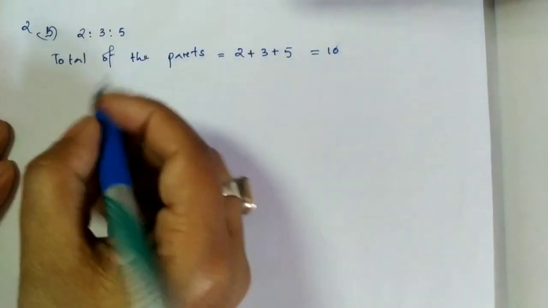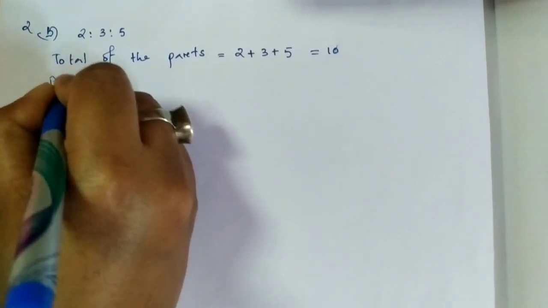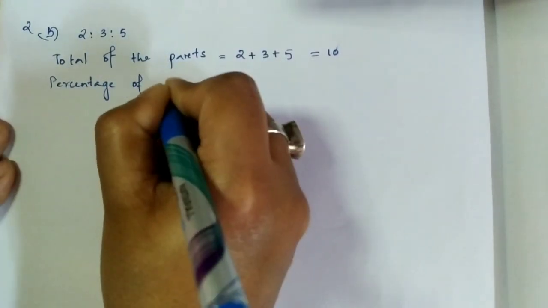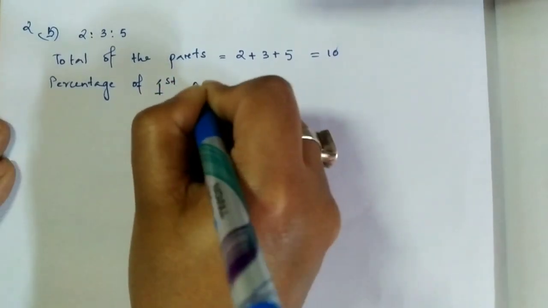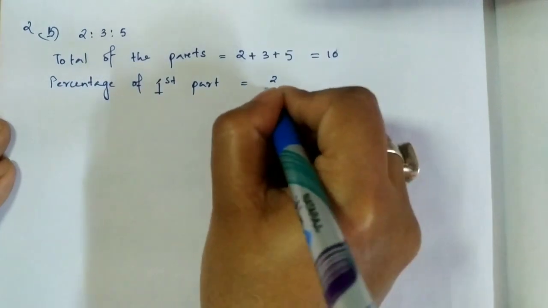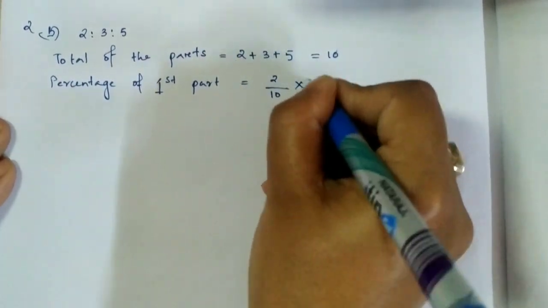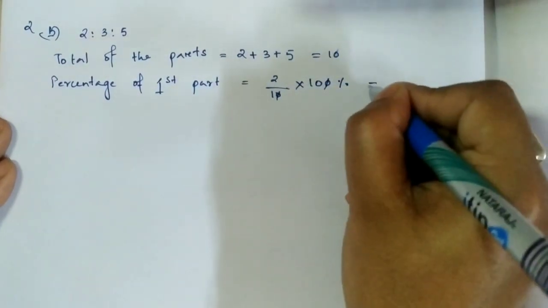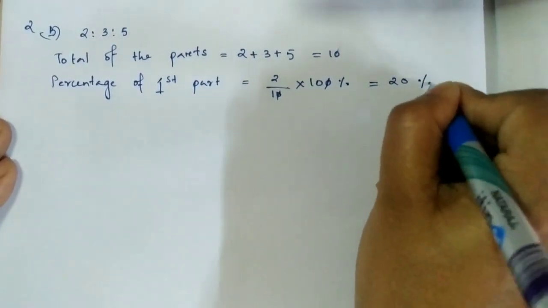Part 1, part 2 and part 3. So percentage of the first part will be equal to 2. This is the first part, by total, that is 10, into 100%. See, the 0 and 0 get cancelled. 2 into 10 is 20%.